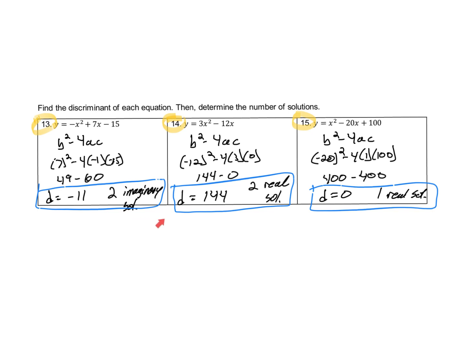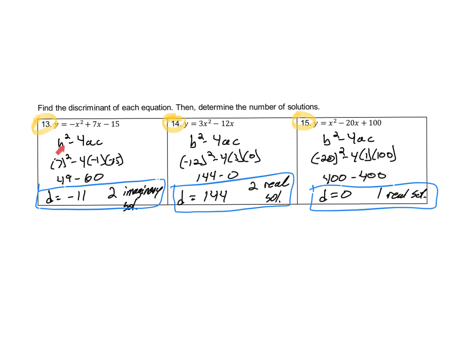Okay, in this review video for the Unit 5B test, I'm just going to be looking at this section where we're asked to find the discriminant. So problems 13, 14, and 15. You'll be asked on the test to find the discriminant and determine the number of solutions and kind of solutions.